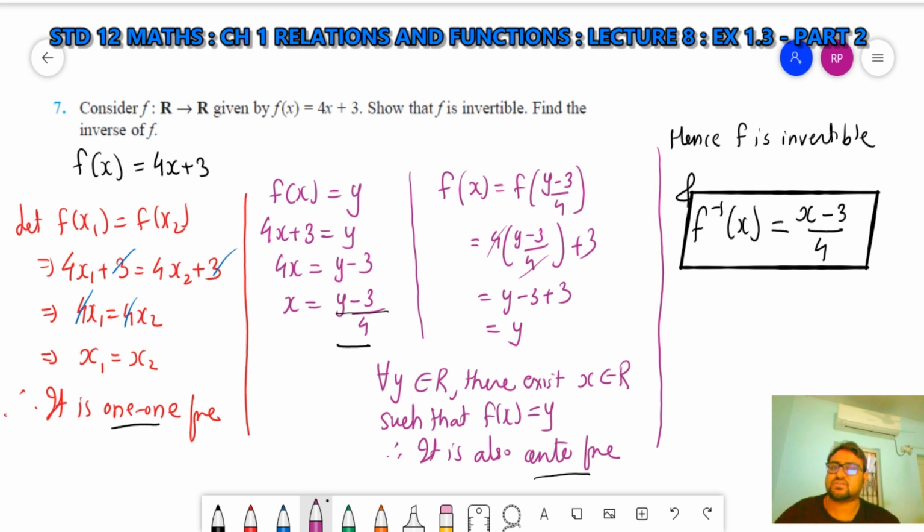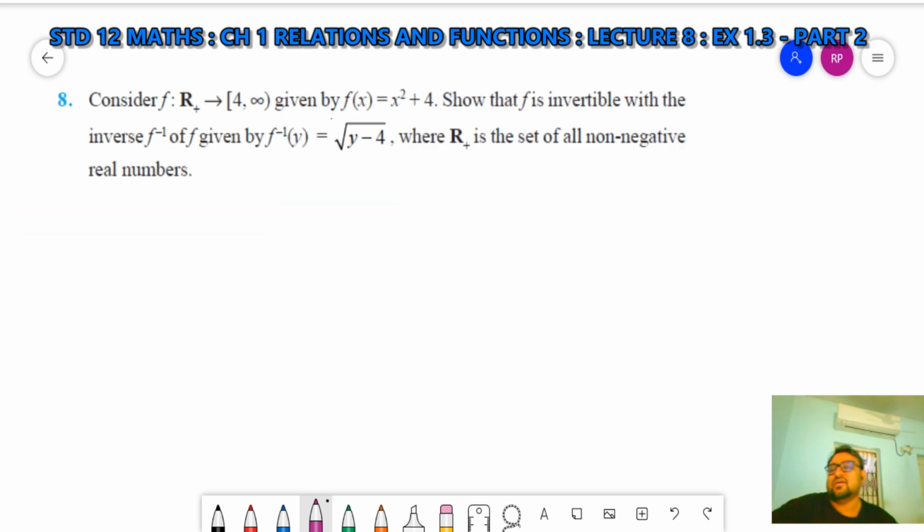Okay, now let's move to the next, that is question number 8. Consider f from R plus, meaning only positive numbers you can take from the domain, to 4 to infinity, codomain that starts with 4 and goes up to infinity, given by f(x) equal to x square plus 4. So f is invertible. You already know that it is invertible because you have to show it, right? So you got a hint that it is 1-1 and onto, and that's what you have to prove.